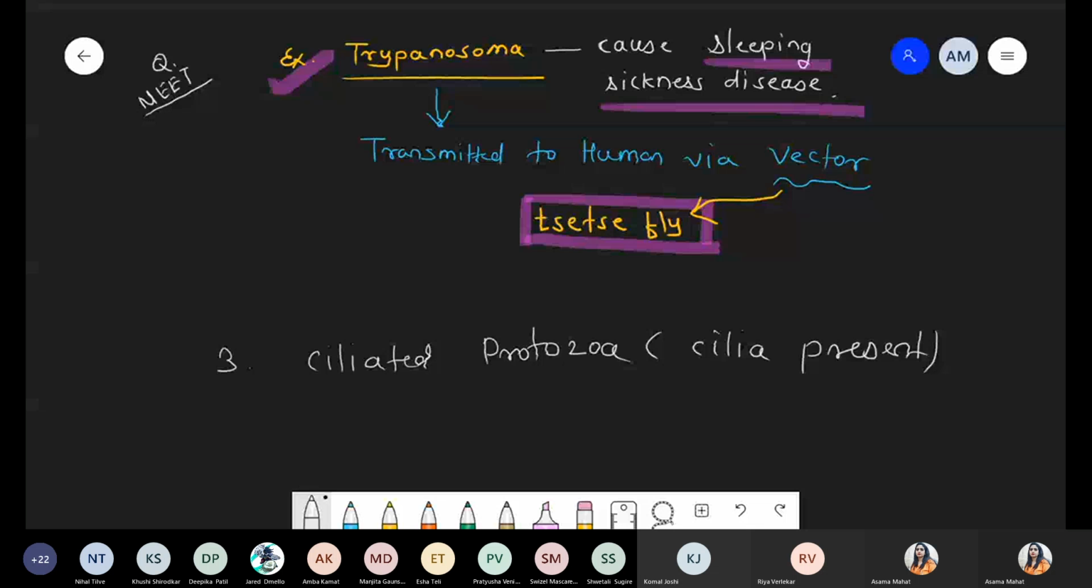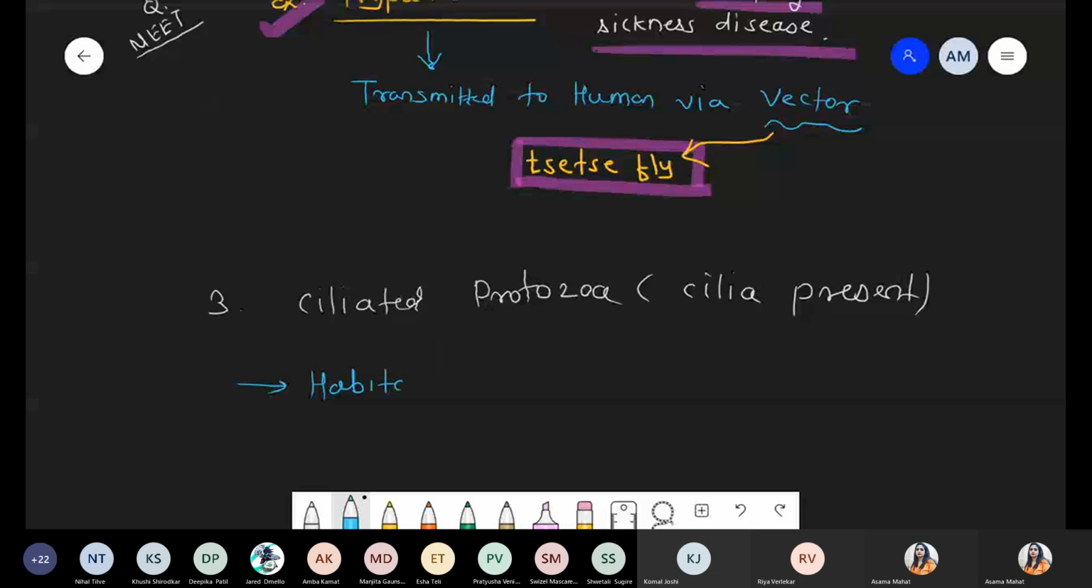But here we are talking about ciliated protozoa. It means that in this particular protist, cilia are present. If you think about habitat, mostly they are present in aquatic conditions, freshwater or marine water, it doesn't matter, but the habitat is aquatic. Now, on the ciliated protozoa body, there is a specific type of cavity present, and that cavity is also called the gullet.